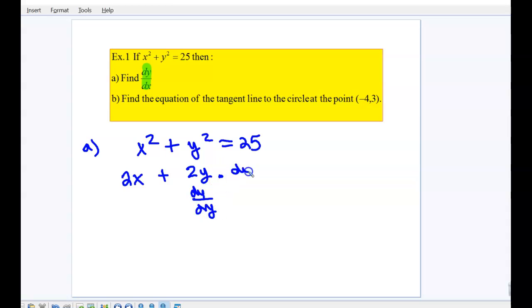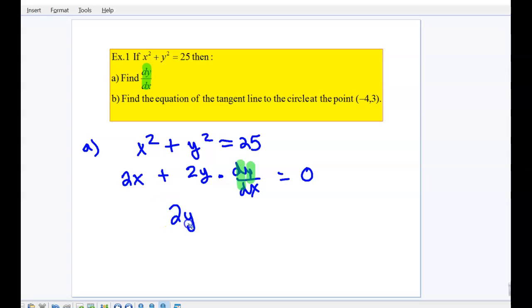So if I multiply it by dy dx, notice that these two dy's would cancel out, and I'm really getting dy dx. So that's kind of the idea when we're doing implicit differentiation. Anytime you're taking the derivative of a y term, all you have to do is multiply it by dy dx to make it in terms of variable x. And now the derivative of a constant is 0. So now your goal is to isolate dy dx because that's your derivative.